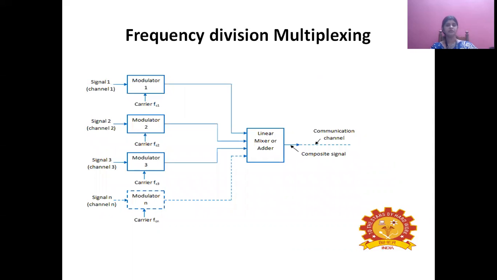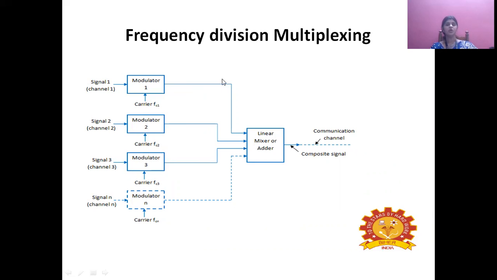So this is the concept of frequency division multiplexing. Signal 1, which is given to modulator 1, is modulated using a base carrier FC1. Signal 2, which is given to modulator 2, is modulated using a different base carrier FC2. Signal 3, which is given to modulator 3, is modulated using some other base carrier FC3. So all the signals are differentiated on the frequency basis. Since they are differentiated on the frequency basis, there is no possibility of mixing between the signals. Therefore, all the signals can be transmitted through the same channel without any interference.